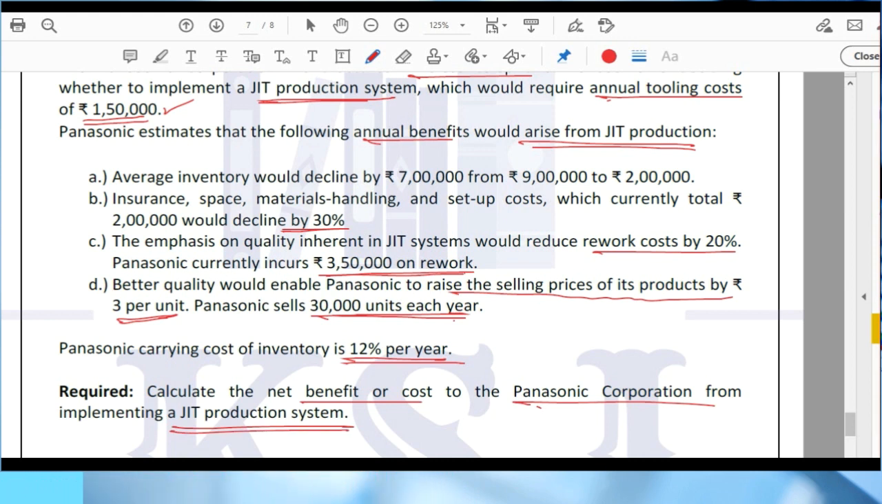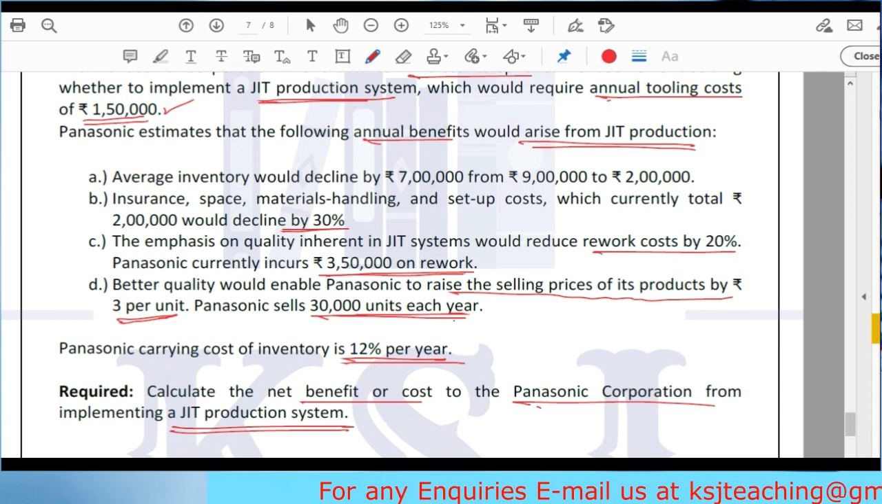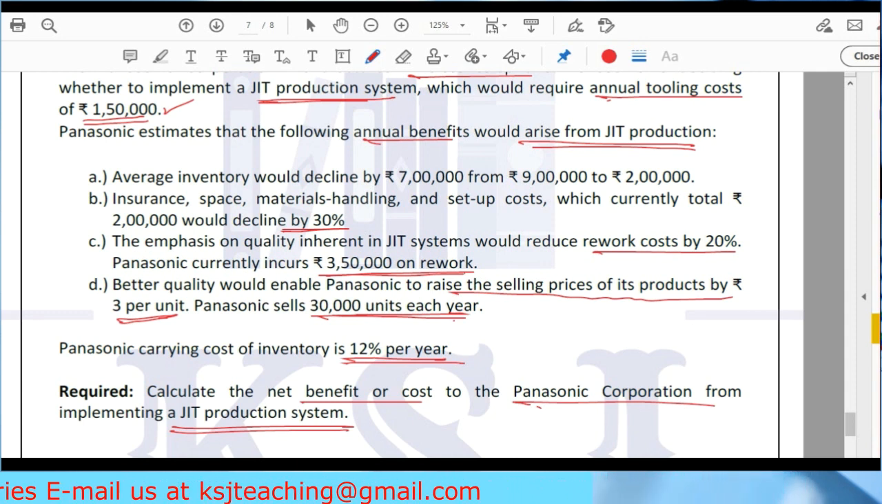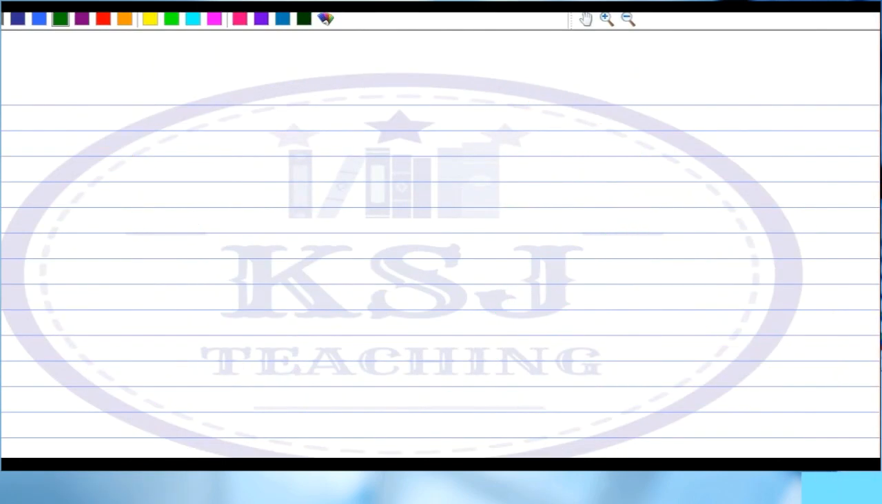So that means we have to analyze two things. One is what the benefits from the implementation of JIT are, minus the cost that will be incurred in implementation of the JIT system. If we consider these two things, we can calculate the net benefit. So let's do it.